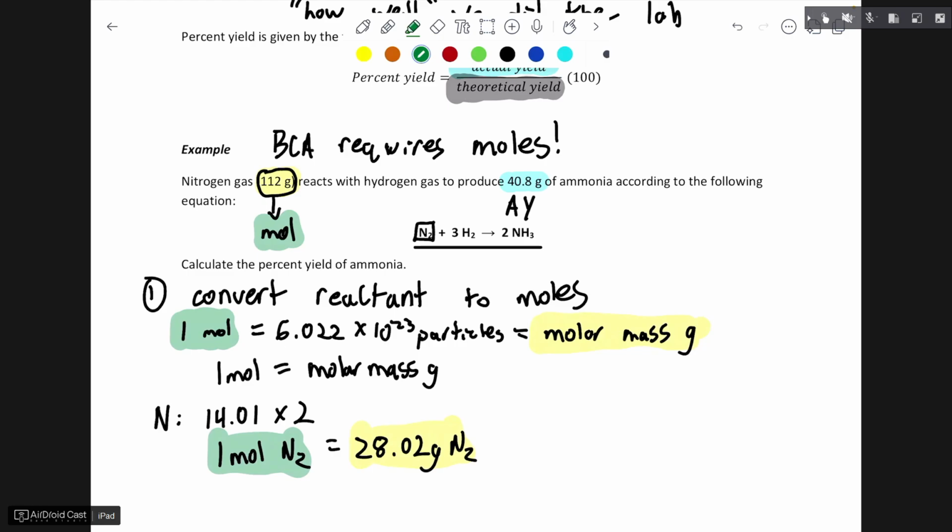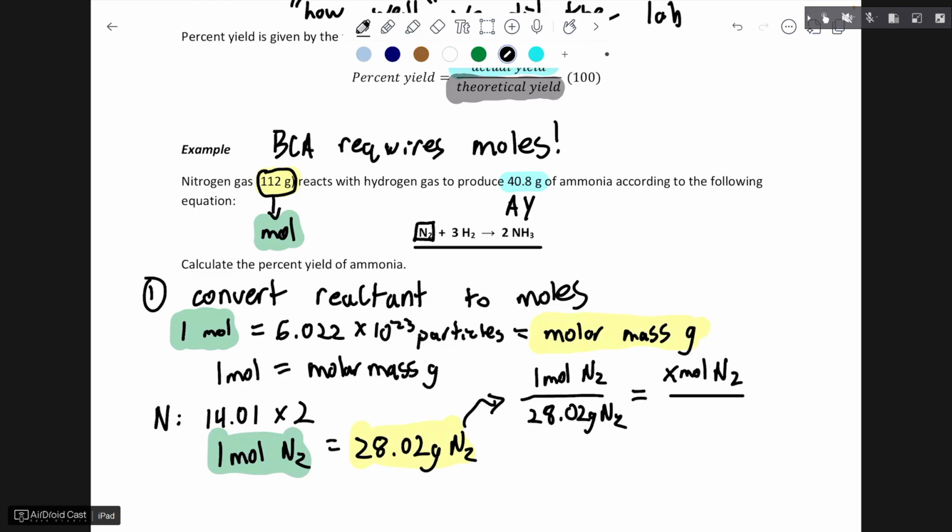So it doesn't matter if you're using dimensional analysis or proportions, you're going to end up doing the exact same math either way, but I like proportions, so that's what I'm going to do. If I have 1 mole of N2, I have 28.02 grams of N2. That comes from my conversion factor. So in the proportion method, I'm going to set up another ratio, and I'm going to say, how many moles do I have, because that's what we're looking for, if I have 112 grams of N2.